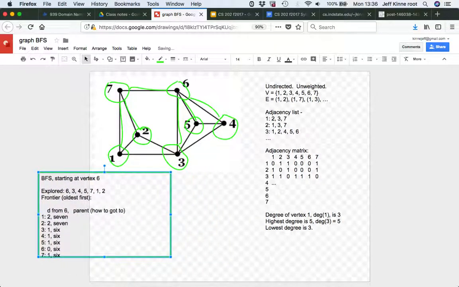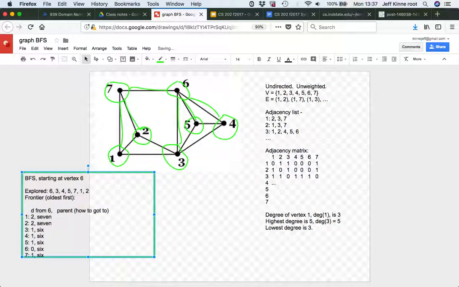Okay, so that's BFS, and the basic idea there, it's in our notes over here, is you start with where you're starting. You always keep track of the frontier that you need to explore, and you take the oldest items off the frontier to explore next. And what that ends up making happen is you explore the vertices that are closest to where you started first, and you end up getting shortest paths in terms of the number of edges from where you started to each other vertex in the graph.